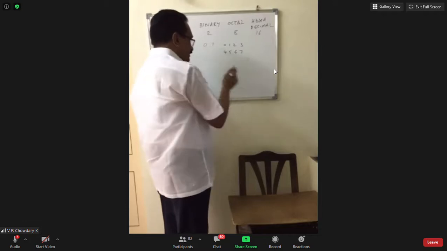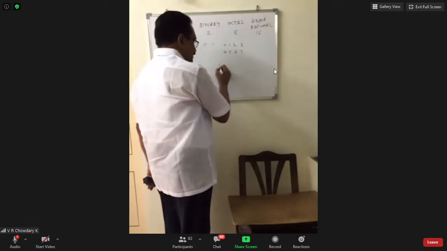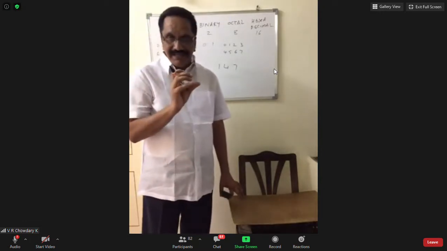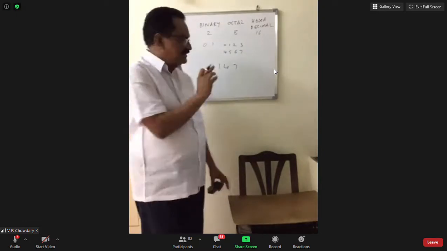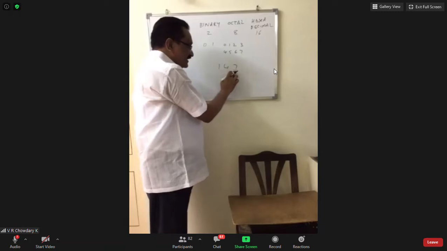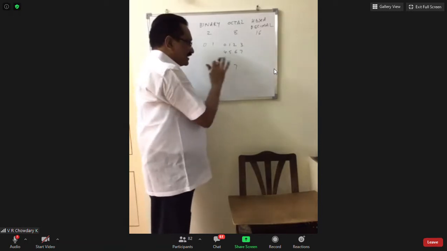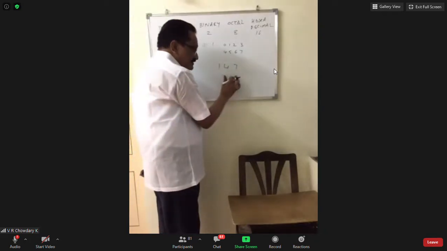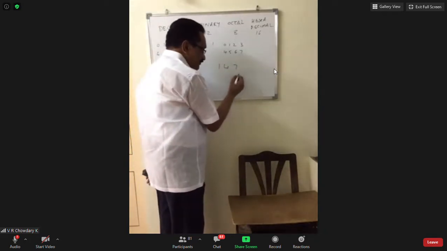Say for example, 147 is a 3-digit octal number. Same as with binary and decimal. What is the weight of this digit coefficient? 8 to the power of 0.